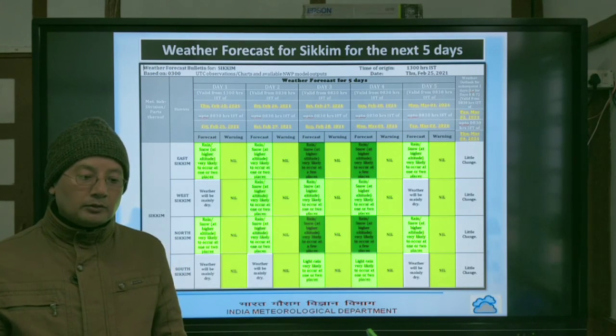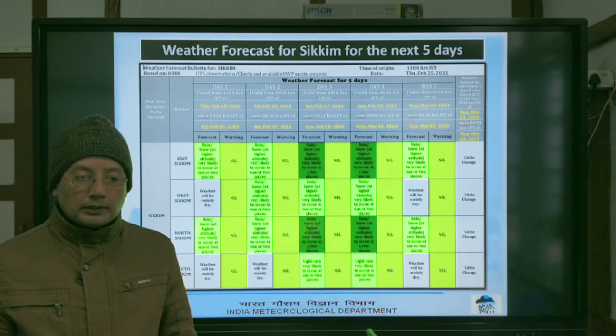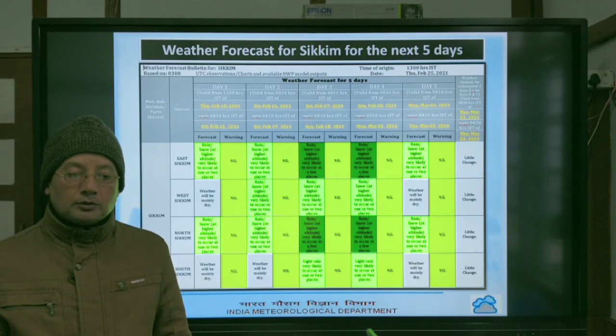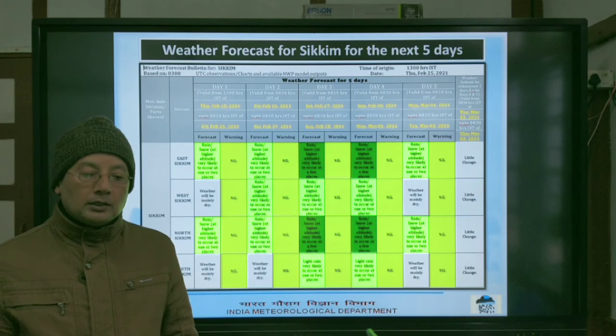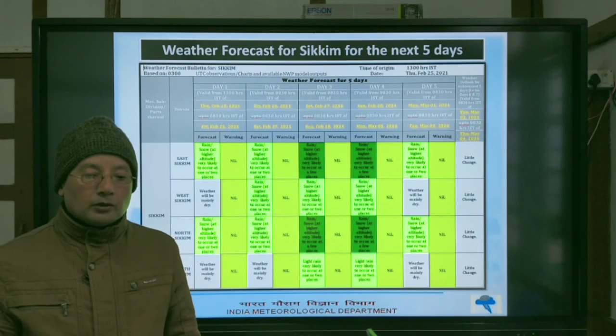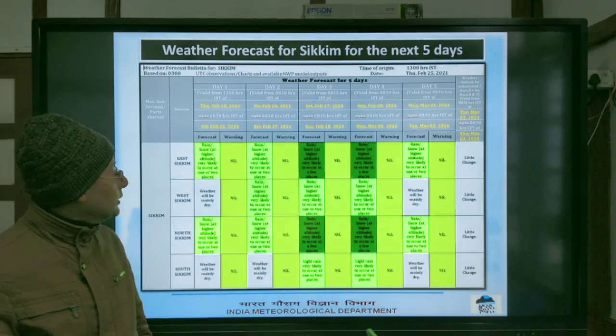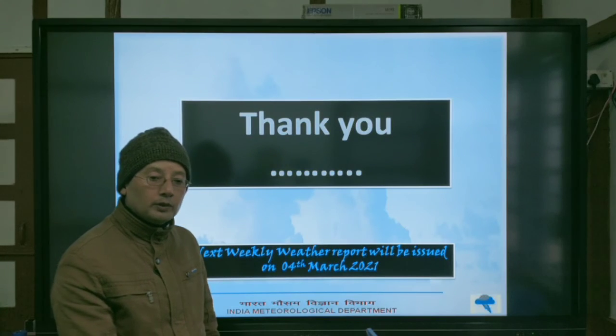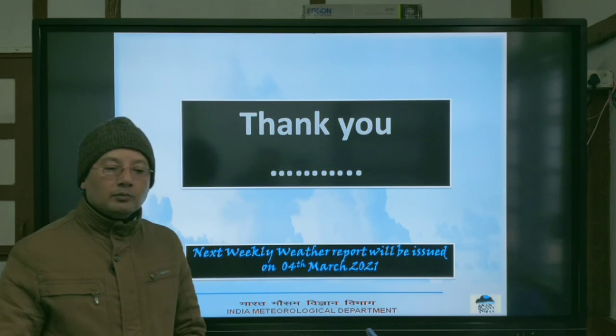South Sikkim will remain dry on 25th, 26th February and 1st March, and we are expecting light rainfall on 27th and 28th February. So next week we will be presenting the same.